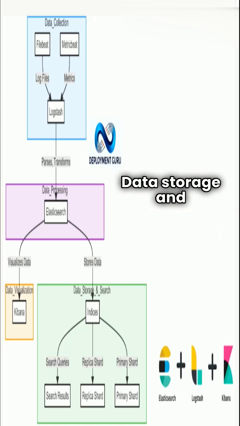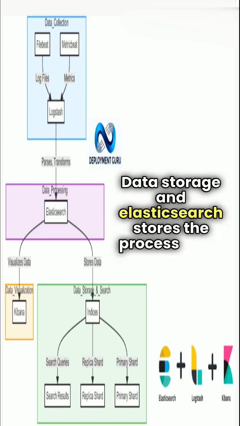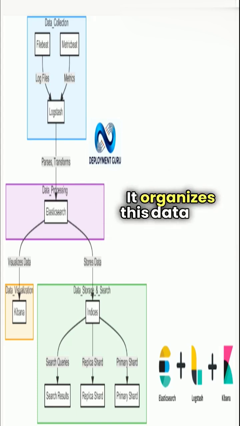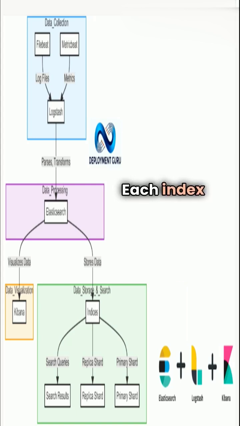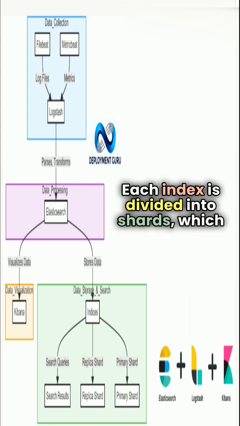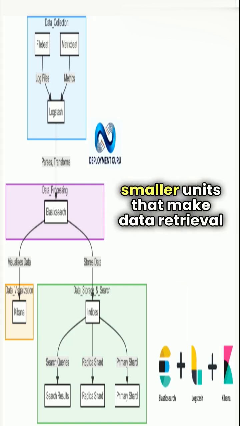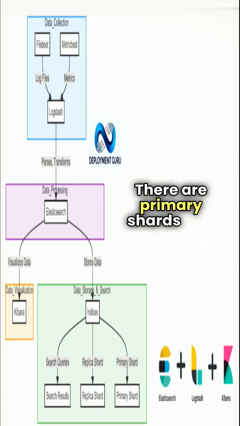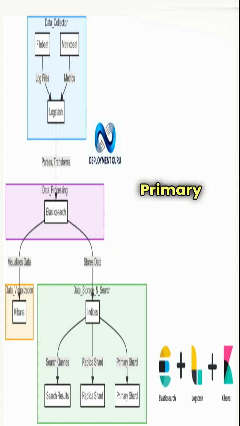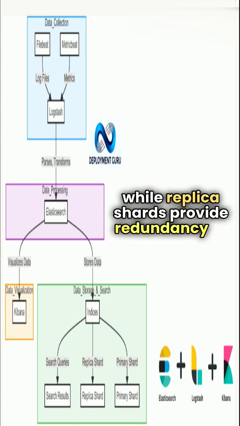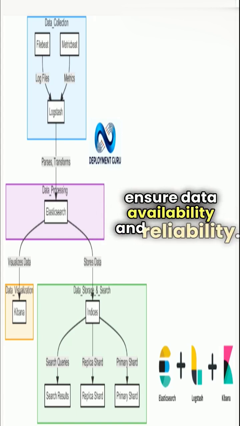Data storage and search: Elasticsearch stores the processed data. It organizes this data into indices. Each index is divided into shards, which are smaller units that make data retrieval faster. There are primary shards and replica shards. Primary shards hold the original data, while replica shards provide redundancy to ensure data availability and reliability.